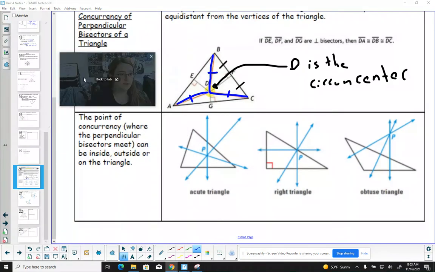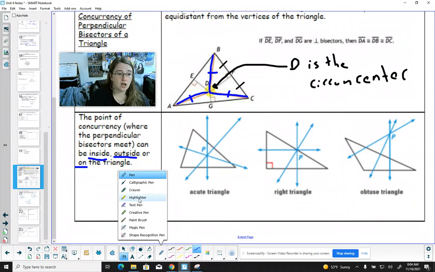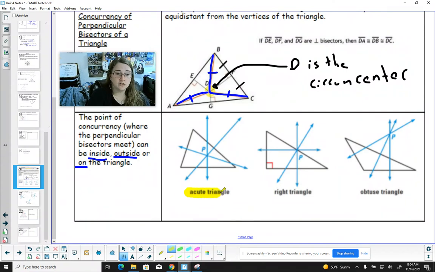Now, this is something that you'll see in your homework, so make sure you refer to this when you are doing your homework. Again, we call this the point of concurrency. That just means where they cross, right? To be concurrent means they're all intersecting at the same point. So what ends up happening with this is it can actually be inside, outside, or on the triangle, depending on the kind. So add this in your notes.